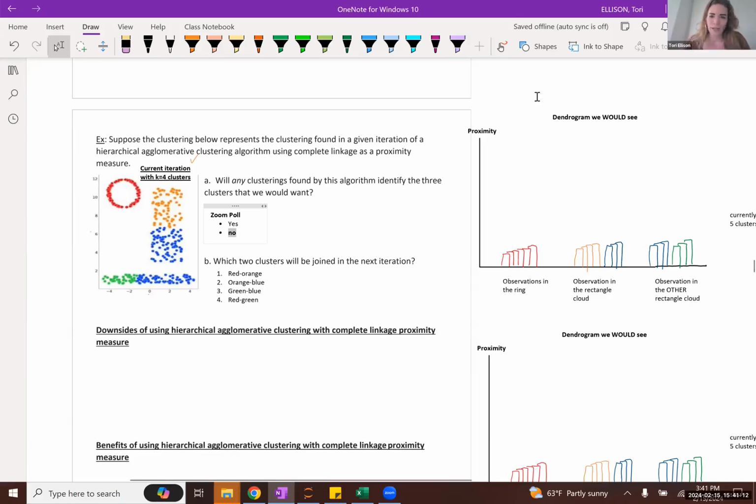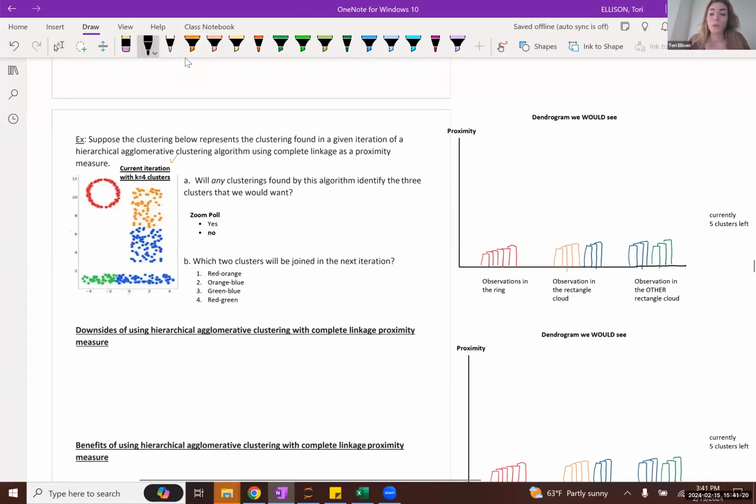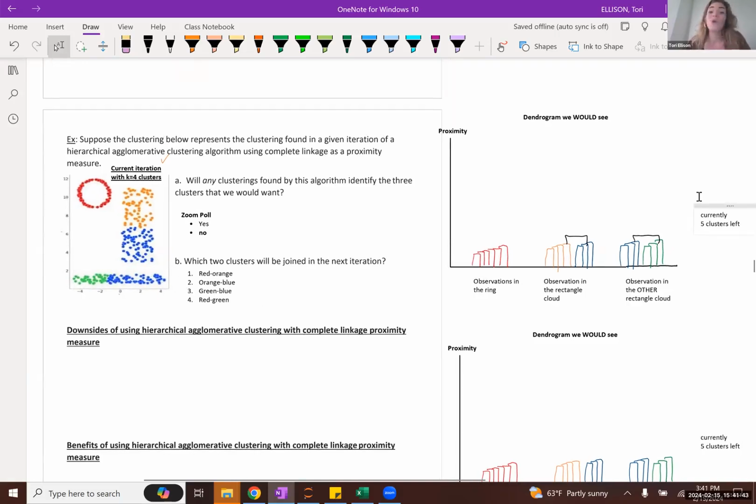So let's think about what we would ideally want our dendrogram to look like if we are able to identify the three clusters here. This is what we would want to see in a dendrogram, right? We would want to see these two sections of our rectangular cluster merge at a pretty low proximity comparatively. We want these two portions of our other rectangular cluster to merge together next. If we were at the point in the algorithm where we had 5 clusters left, we'd like for these points to merge and we'd like for these points to merge.